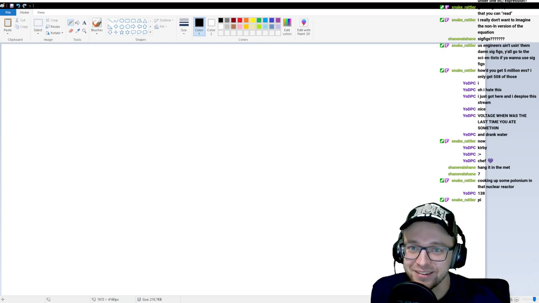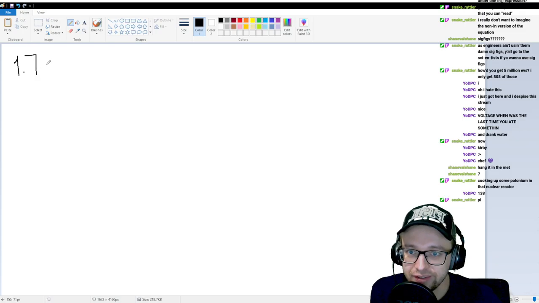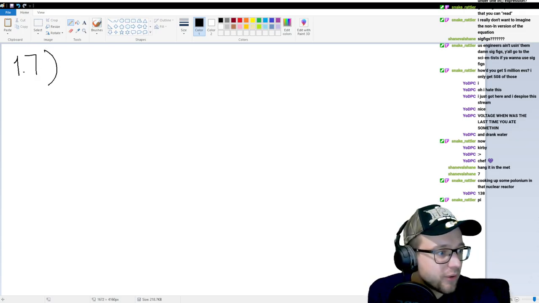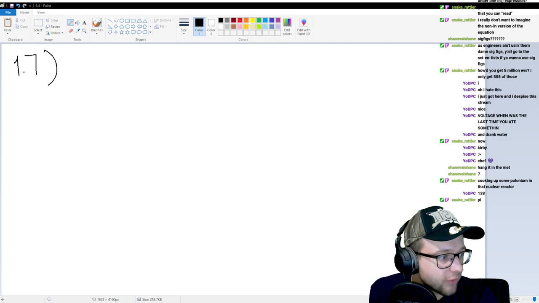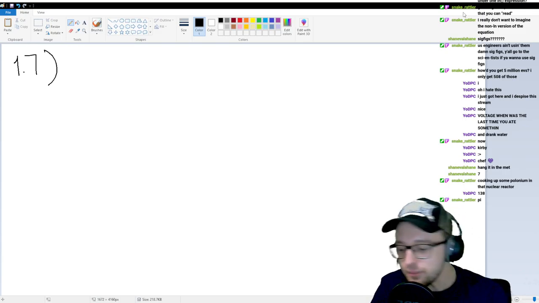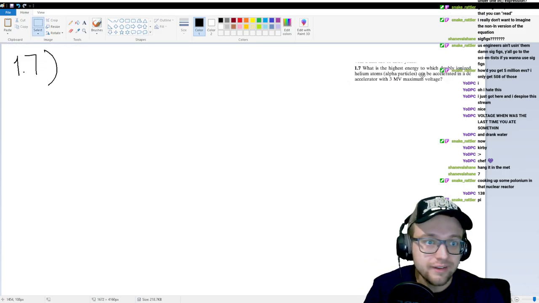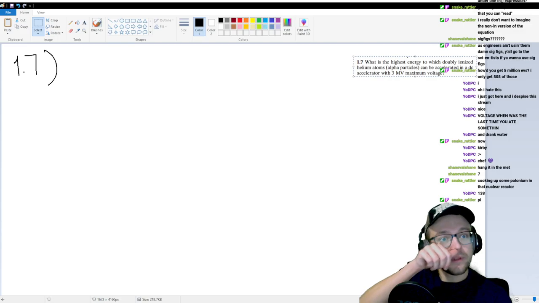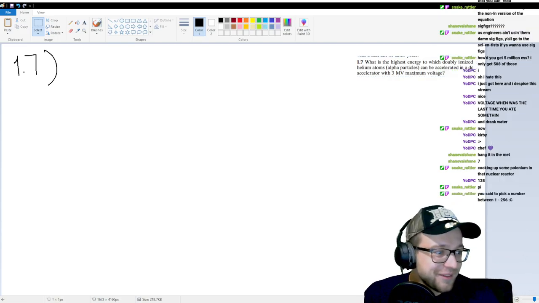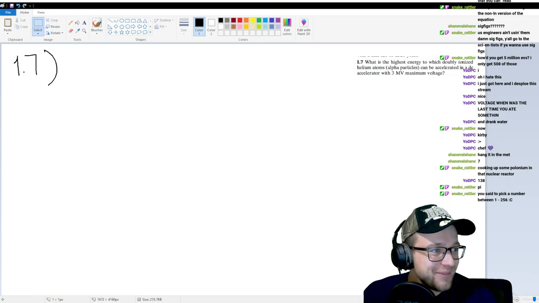All right, so let's do this. 1.7. All right, here we go. Here is the problem statement for this one. What is the highest energy to which doubly ionized helium atoms can accelerate in a DC accelerator with a 3 megavolt maximum voltage? I need to look this up because I don't remember.